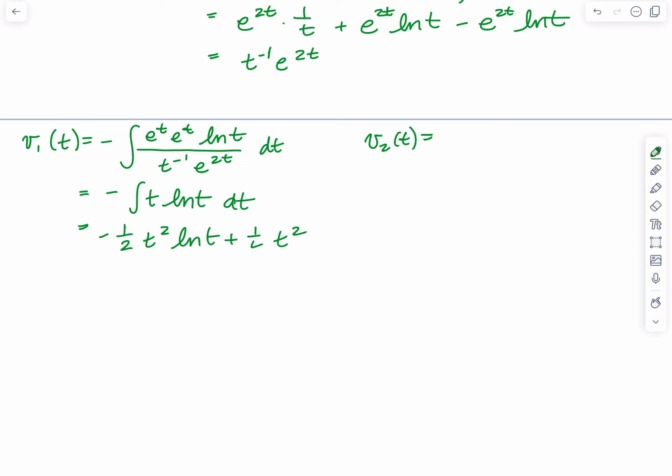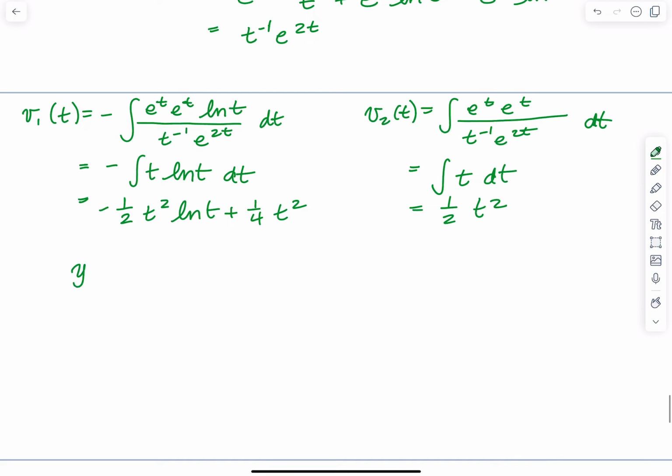Okay, so v2 of t is equal to the integral of e to the t multiplied by e to the t, and that is our g of t multiplied by y1, divided by our Wronskian of y1 and y2. And that comes out to the integral of t dt. You can see that worked out beautifully. And that's equal to 1/2 t squared.